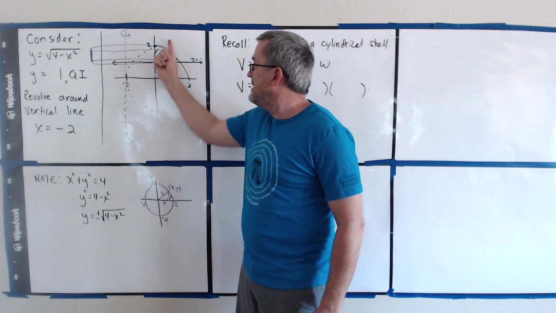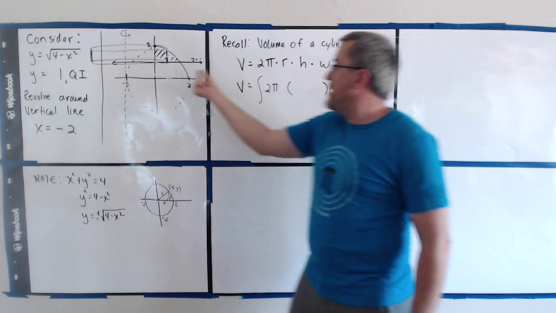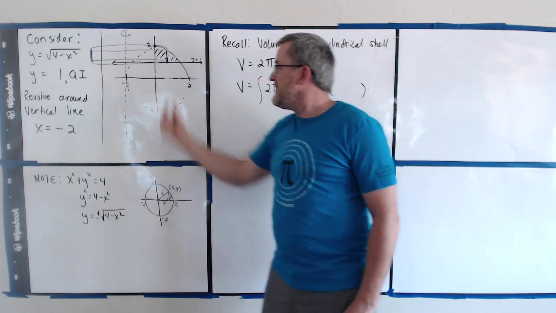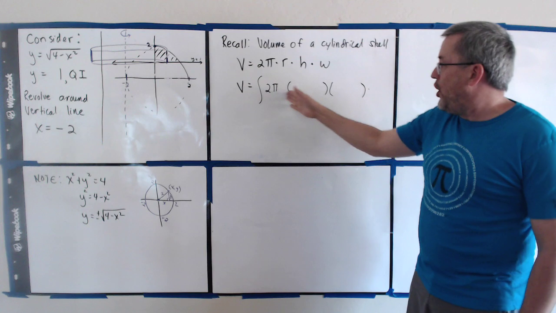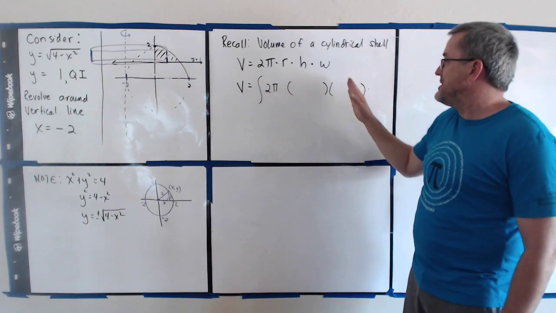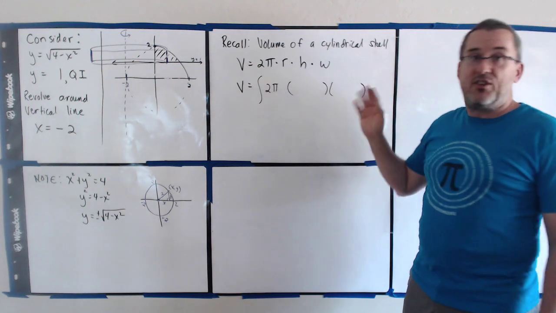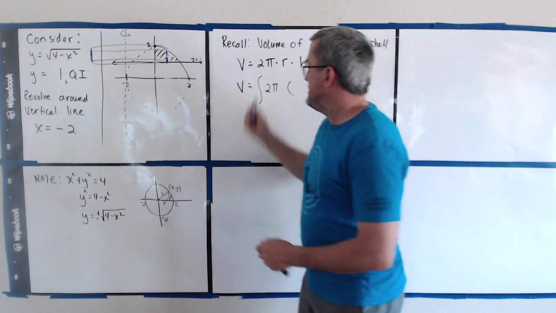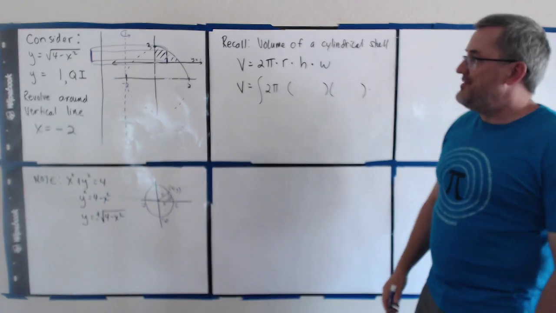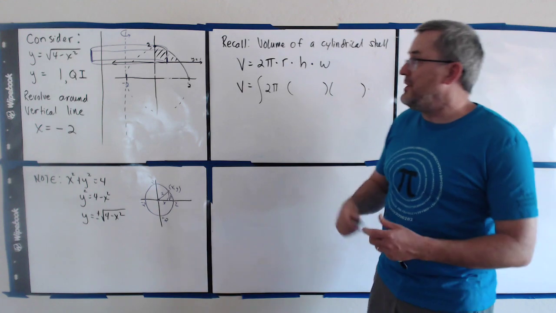Times the height, times the width. So if we sum up all of those 2 pi times the radius times the height times the widths from something to something, we will get the volume of the overall thing. So let's go little bit by little bit.